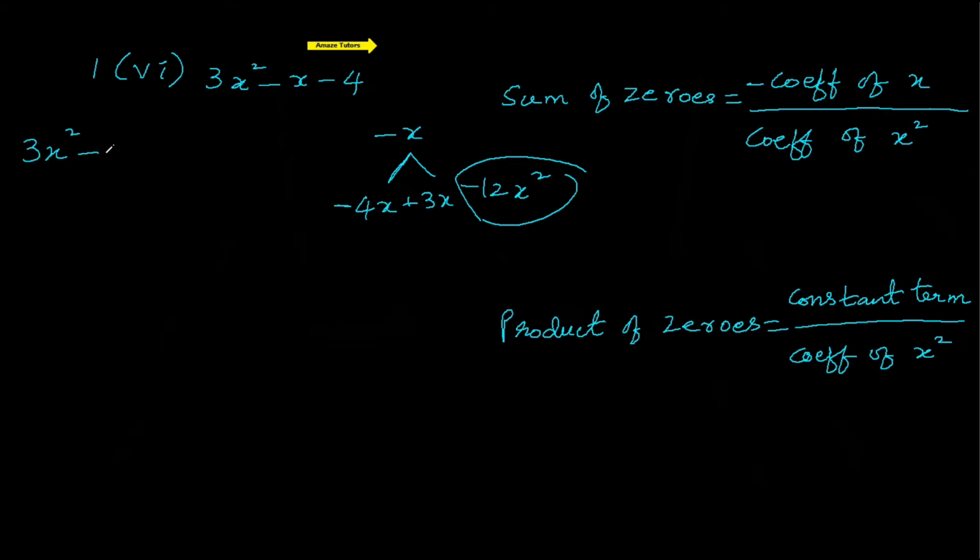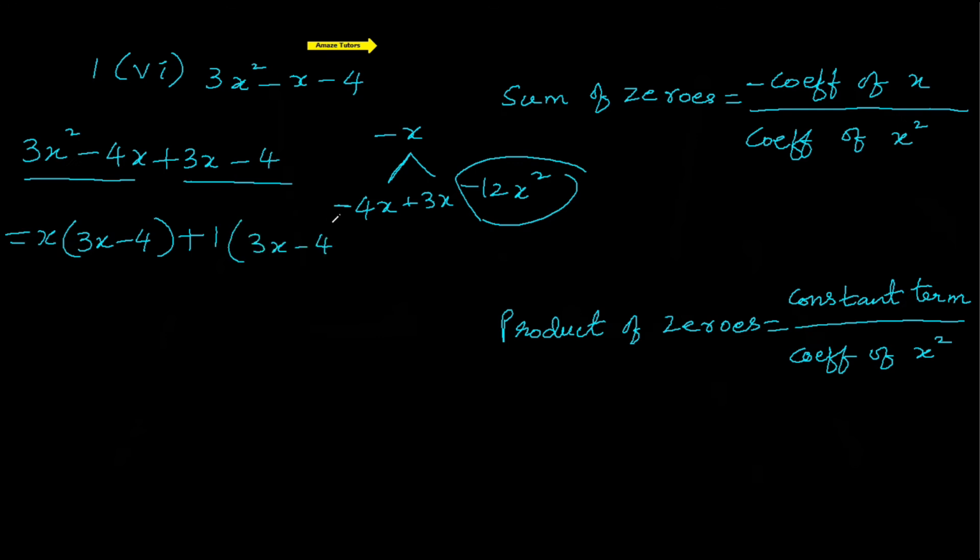Rewrite the given equation. 3x squared minus 4x plus 3x minus 4. Now, factor by grouping. Group the first two terms, group the last two terms. Now, take out the highest common factor from each group. For the first group, it is simply x. Write the remaining terms, 3x minus 4. Same manner, plus, there is nothing common other than 1. You can simply write 1, 3x minus 4.